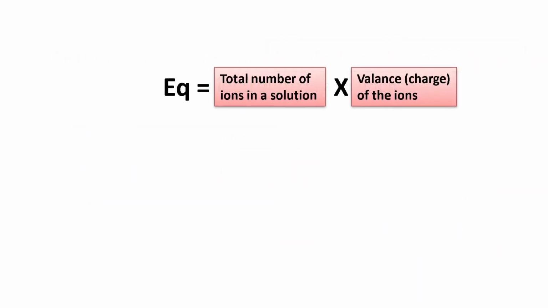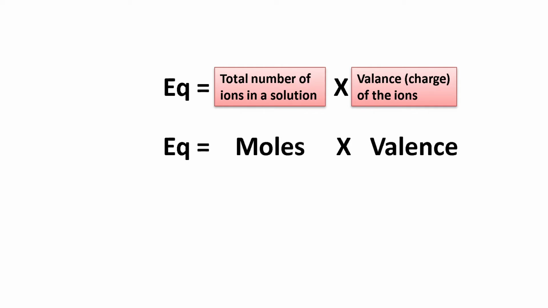Let us see the mathematical equation for an equivalent. Equivalence is equal to the total number of ions in a solution multiplied by the valence or the charge of the ions. That means equivalence is equal to moles times valency. Moles speak of the number of ions in a solution. So, if we multiply the amount of moles with the valency of the ion, we get the equivalence.